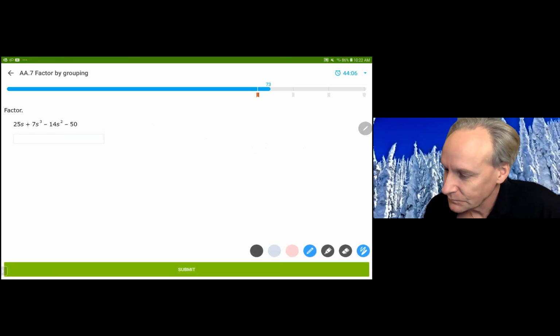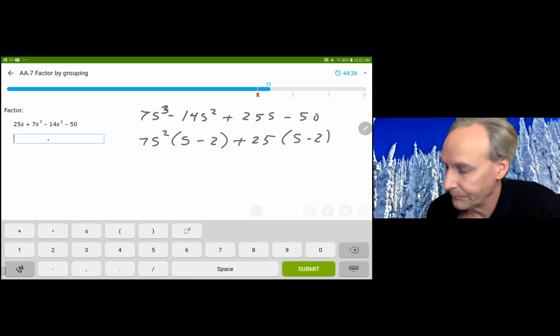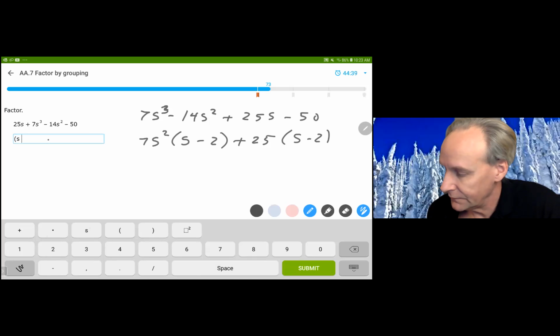Alrighty then. We have a 7s cubed minus 14s squared plus 25s and a minus 50. Looks like we're going to take out a 7s squared, and we have an s minus 2, and I'm going to take out a 25, and I get an s minus 2, and we just factor it. S minus 2 is my common factor, and I have a 7s squared plus 25. There it is.